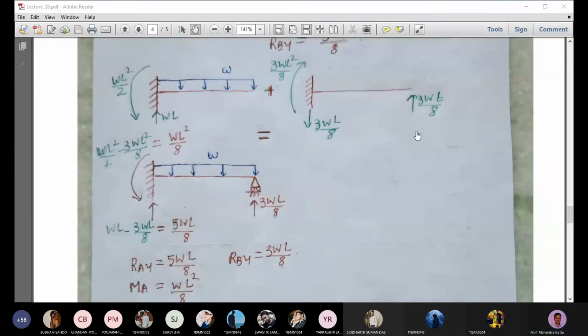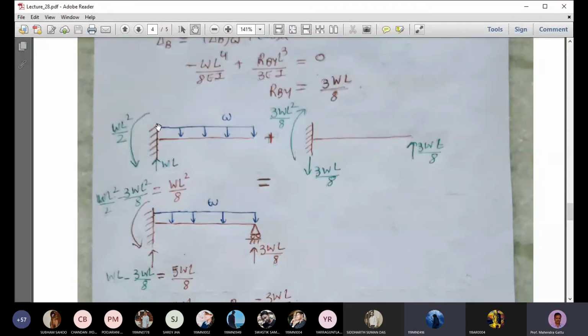So why will there be a moment at the joint point of wall and rod? There will be no rotation at that point. At the joint of wall and the rod, that point, it is a fixed support. At a fixed support, rotation is prevented. So if something is prevented, then some reaction will be developed.